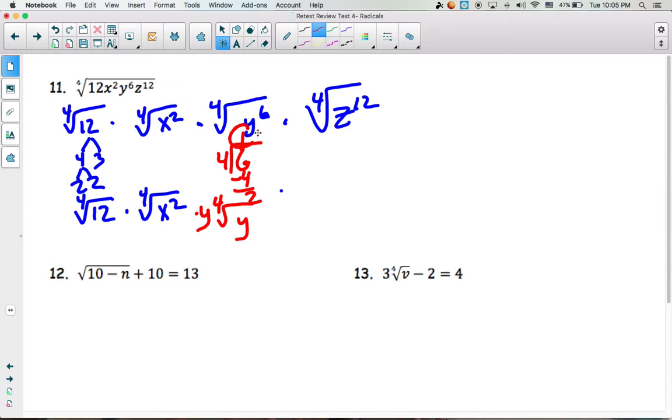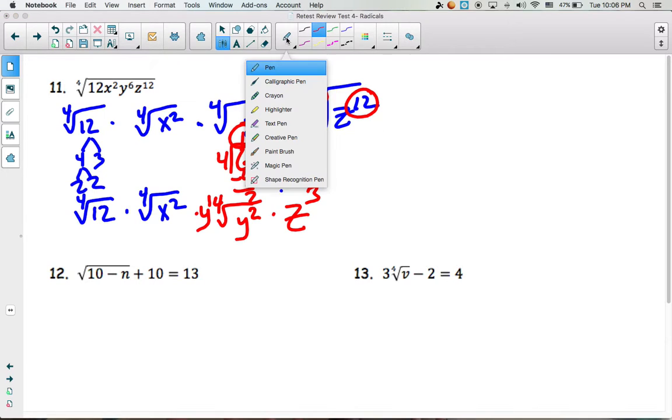Now, this number outside here is the exponent for the y on the outside. And your remainder is the exponent for the y inside the radical. So we have y times the 4th root of y squared. For the 4th root of z to the 12th, I'm going to take the 12 divided by the 4. That divides evenly. So when it divides evenly, there is no radical. So I'm just going to have a z. And then 12 divided by 4 gives me 3.